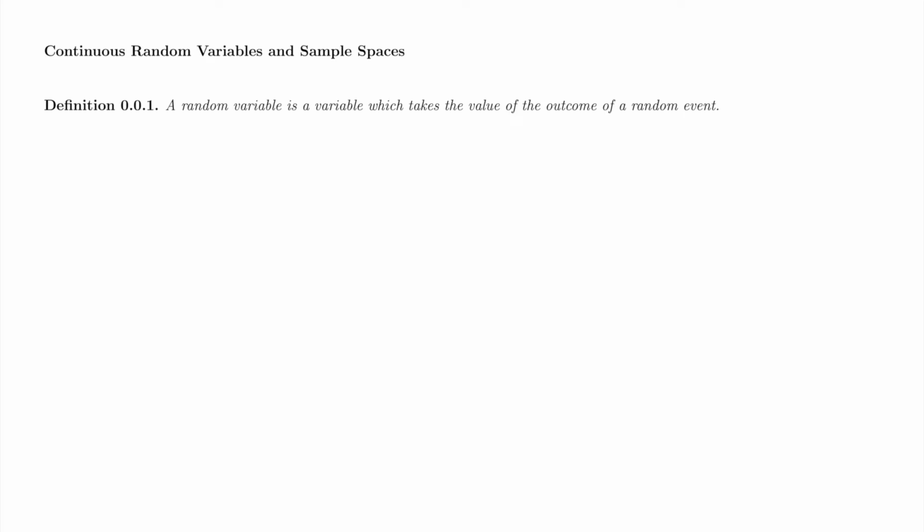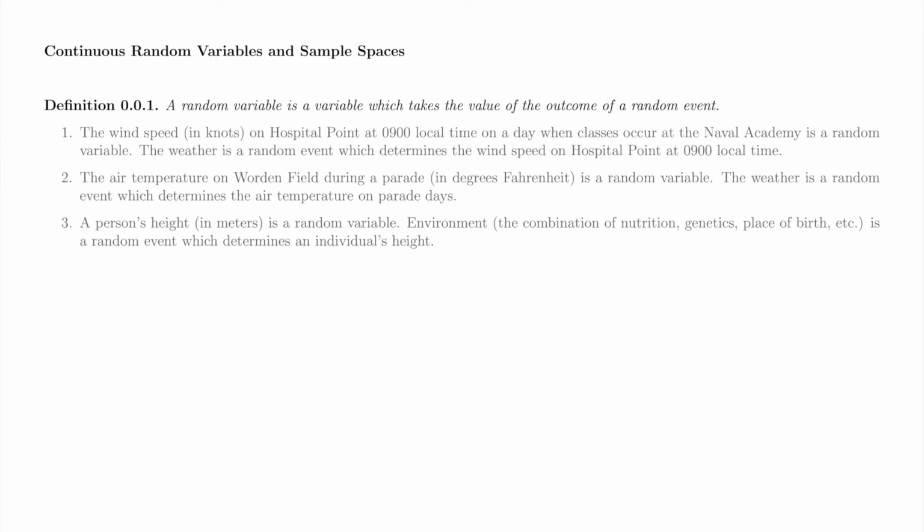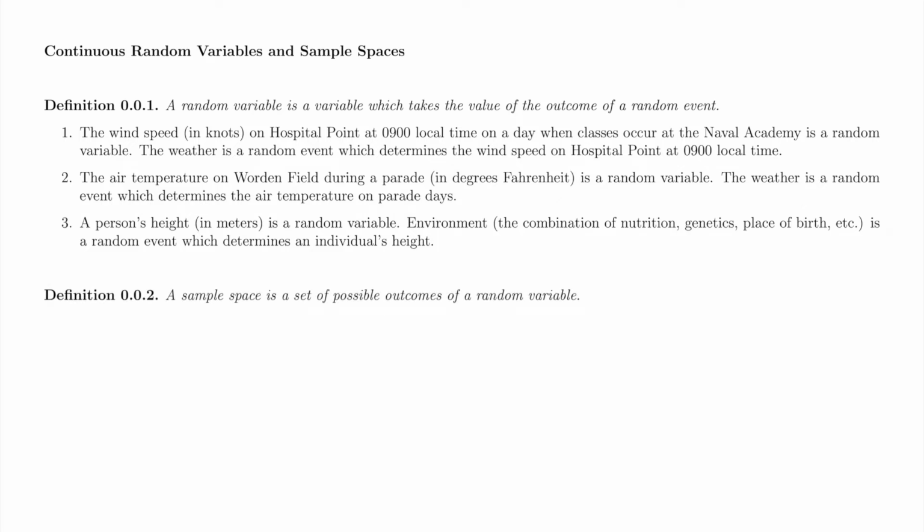The definition of a random variable hasn't changed from our previous video. It is a variable which takes as its value the outcome of a random event. Here are some examples of random variables, different from the examples in the previous video: wind speed at Hospital Point on class days, temperature on Warden Field, and height. The definition of a sample space also hasn't changed. It is the set of possible outcomes of a random variable.